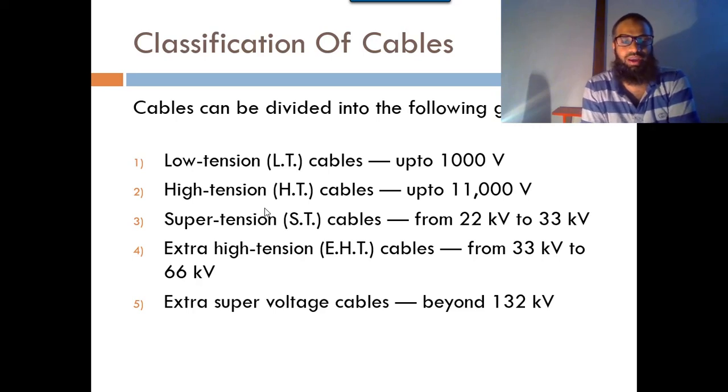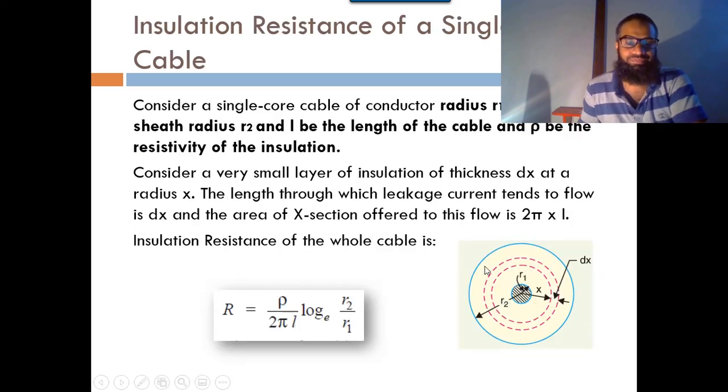Then we have extra high, that is 33 to 66 kV, and we have extra super cable, which is 132 kV. So its wire construction and materials are different as the voltage level increases.